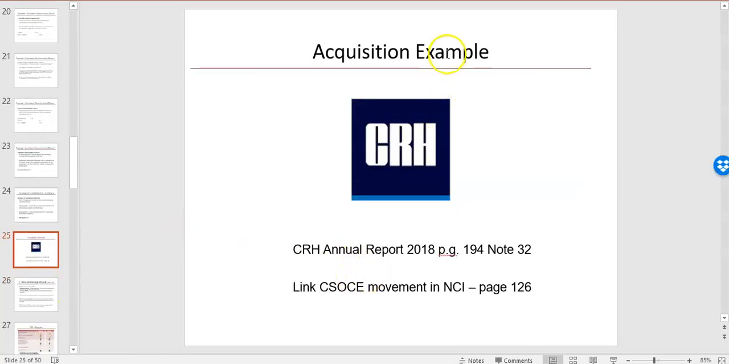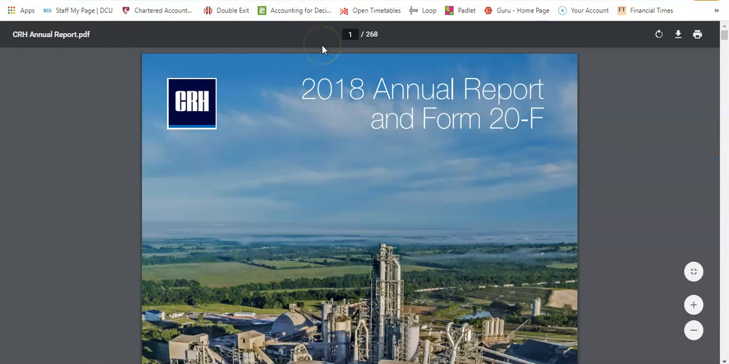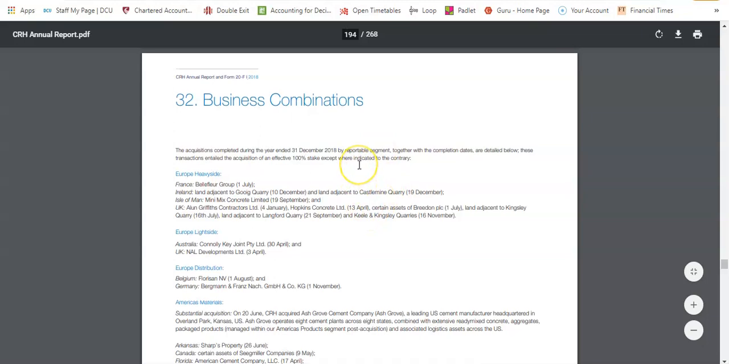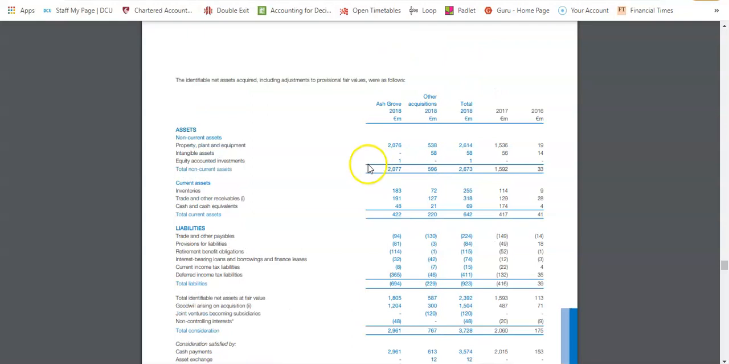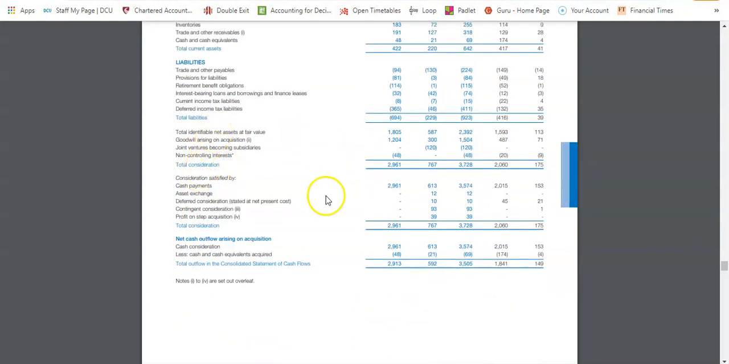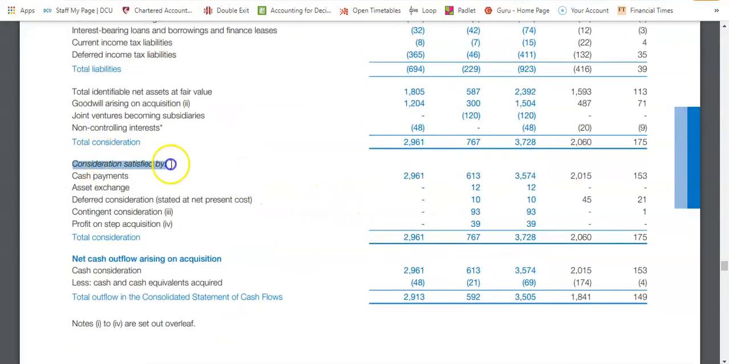So there's a nice example of this acquisition you'll see here in terms of CRH. If you look at the 2018 annual report, which is the one that's given in Loop, and we're looking there at page 194. So you can see here the business acquisitions, and it tells you all the identifiable net assets. You can see the assets acquired, the liabilities acquired, and what you can see here is the consideration. Most of it was paid in cash. See it here? 2961.